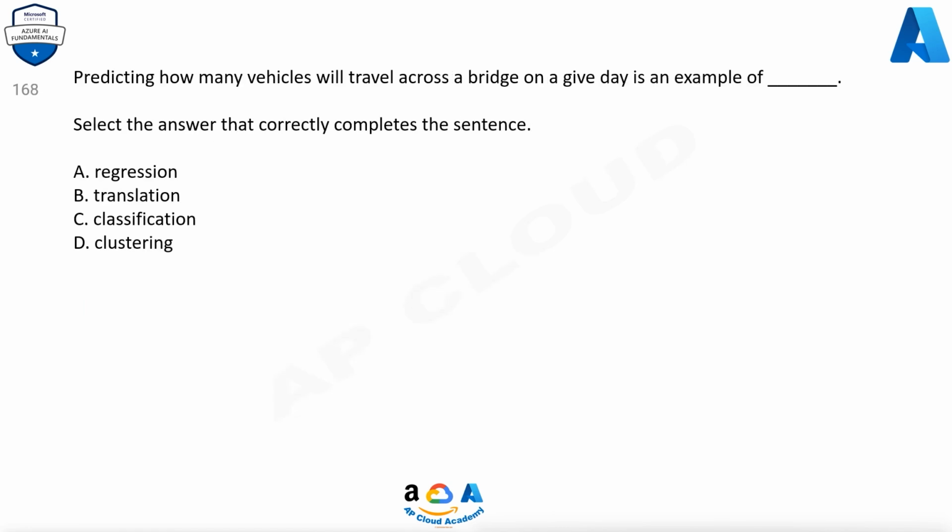168. Predicting how many vehicles will travel across a bridge on a given day is an example of. Select the answer that correctly completes the sentence. A. Regression. B. Translation. C. Classification. D. Clustering.